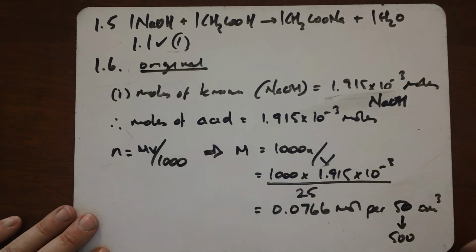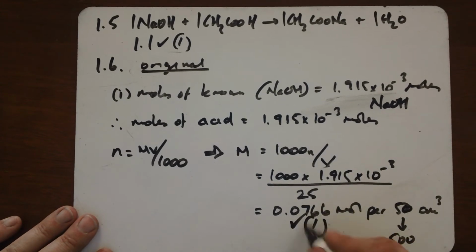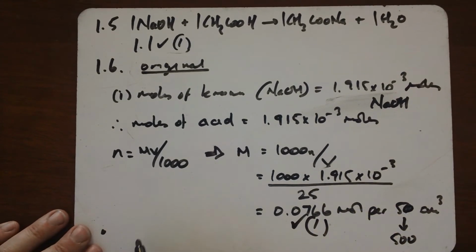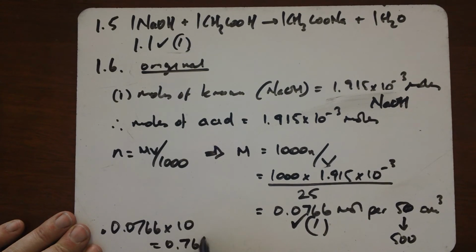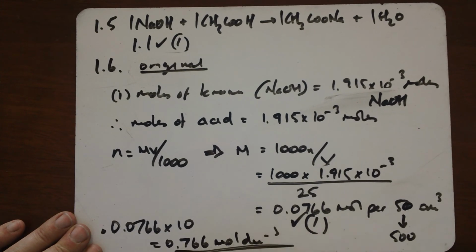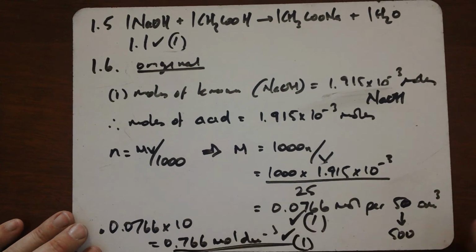So you get 1 mark for this, but then the second mark is by converting this, timesing it by 10, and you get a concentration of 0.766 moles per decimeter cubed, and you got a point for that.